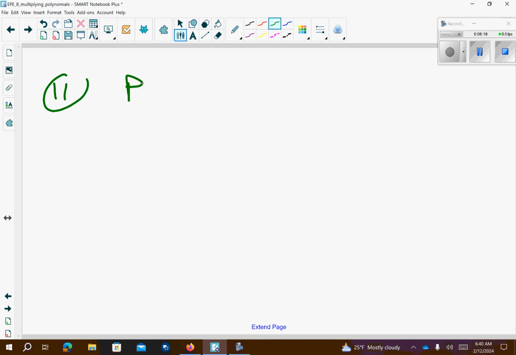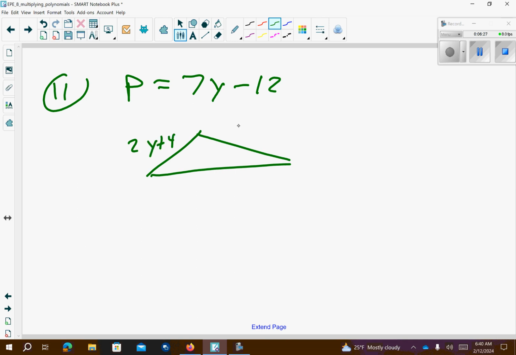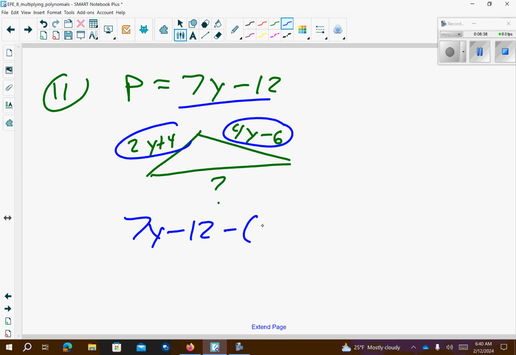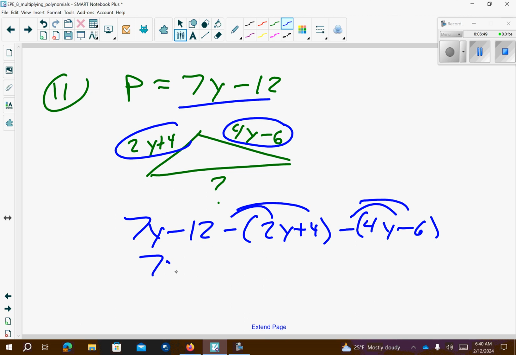Number 11, they already told us the perimeter was this. And we want to find the missing side. So this side is 2y plus 4, and this side is 4y minus 6. So let's figure out that missing side. So if I subtract both of these from our perimeter, so 7y minus 12 minus parentheses 2y plus 4 minus 4y minus 6. This is going to find us that missing side. Make sure you distribute the negative over the parentheses. Minus 12 minus 2y minus 8 and minus 4y plus 24.